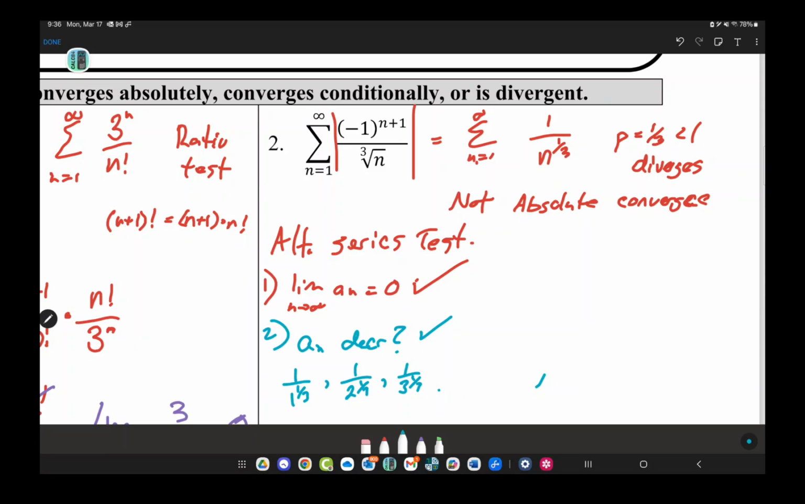Now, if the limit goes to 0 and it's decreasing, then what do we know? By the alternating series test, this converges. Since the absolute value diverges and this converges, that means this converges conditionally.